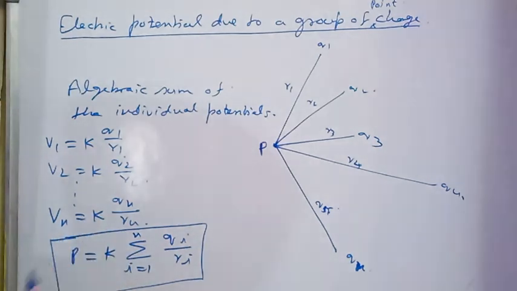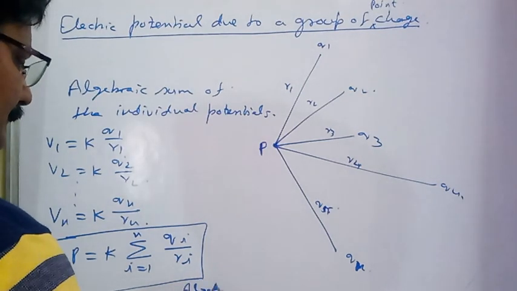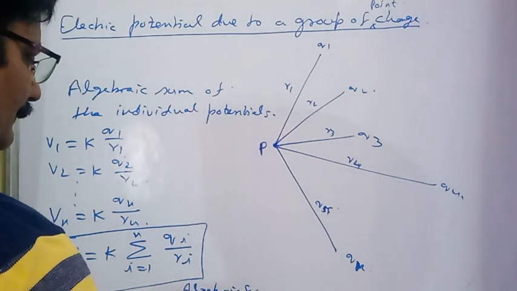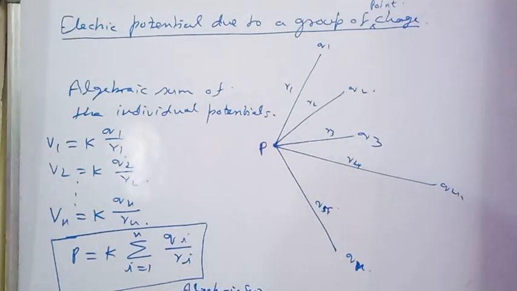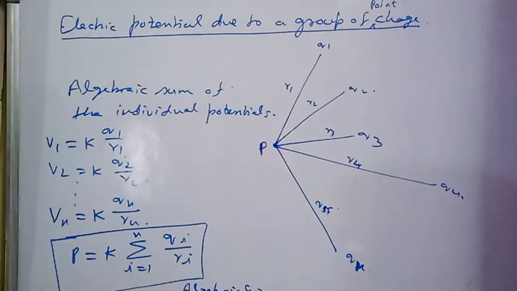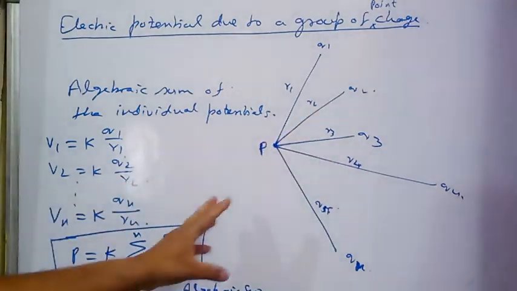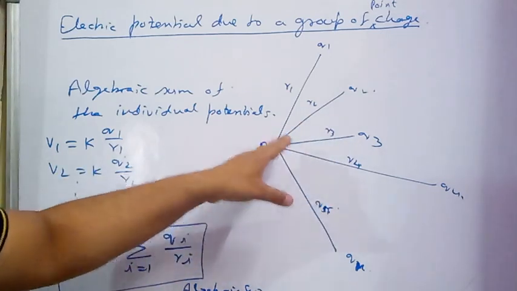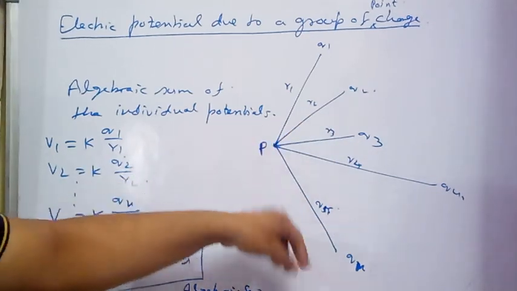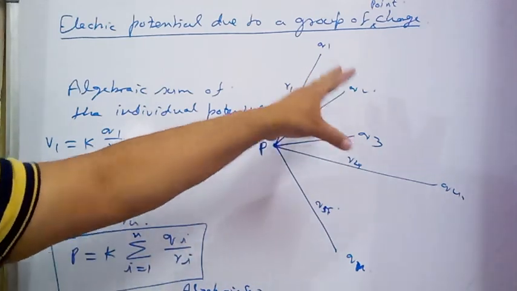But students, remember one thing, this sum is an algebraic sum. Algebraic sum means these potentials are not having any direction, but whenever we are going to do the sum, we have to take the sign of the charge into consideration. If many charges are negative in the group, the potential at point P is going to be negative, as well as the potential at point P in the presence of positive charges is going to be positive.